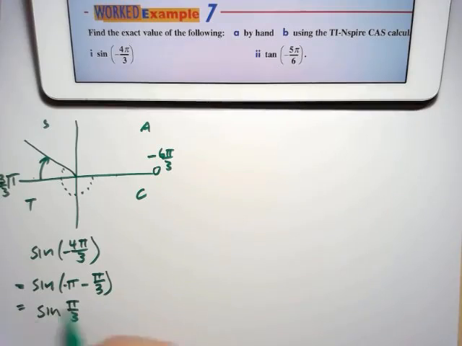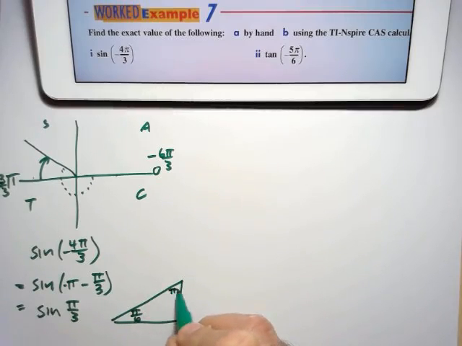Okay, sine of pi over 3, that's a special triangle. So a special triangle looks like this. 30 degrees is pi over 6, 60 degrees is pi over 3. 1, 2, square root 3. So the sine of pi over 3, sine is opposite over hypotenuse, so it's going to give me square root 3 over 2.